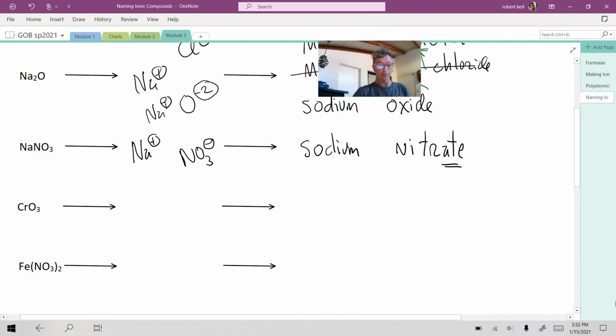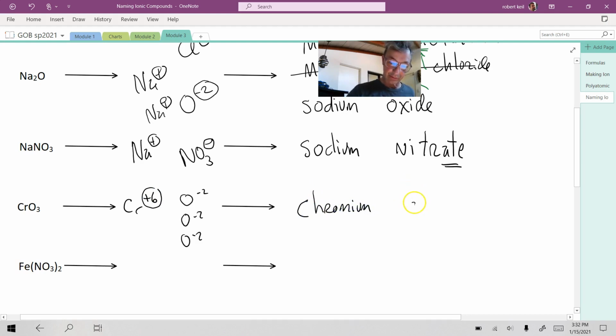So the next one up, we got CrO3, and Cr is chromium, and you might have to look that up. So we got Cr, I got 3 oxygens. I know that each one is -2, so chromium must be +6. So a process of deduction or something like that. Here, this is not an acceptable answer.